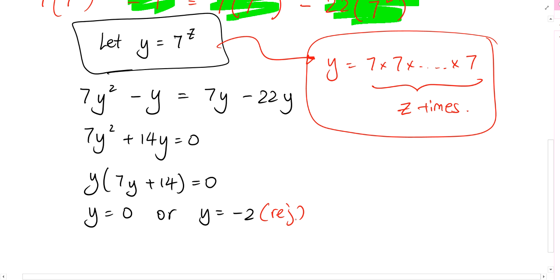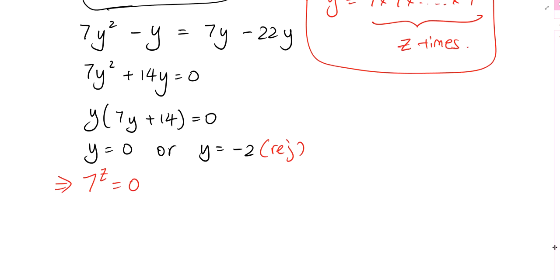Now I'm left with only one answer. y equals 0. So 7 to the power of z must be equal to 0. This is our only possibility. So 7 to the power of an unknown is equal to 0. What does that tell you about the unknown z? Is there any solution for this? Oh, this question has no solution. So also rejected. No solution. Why is it impossible to get 7 to the power of z equals 0?